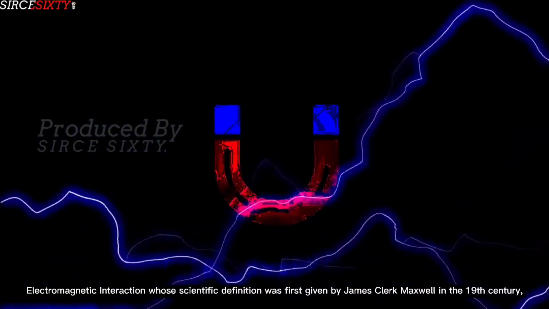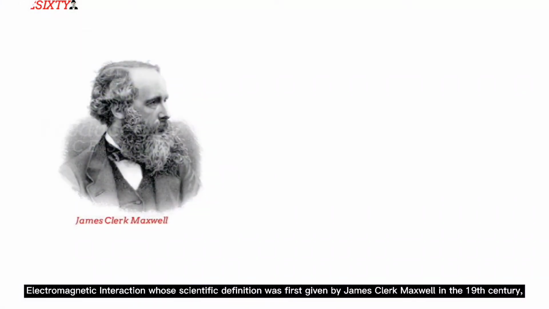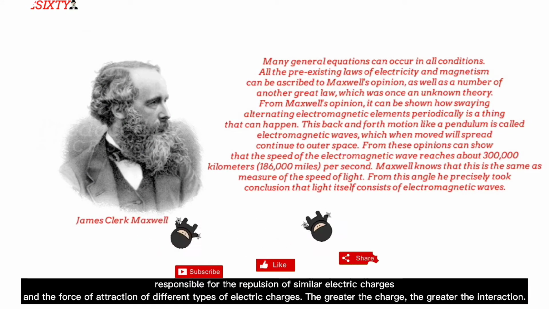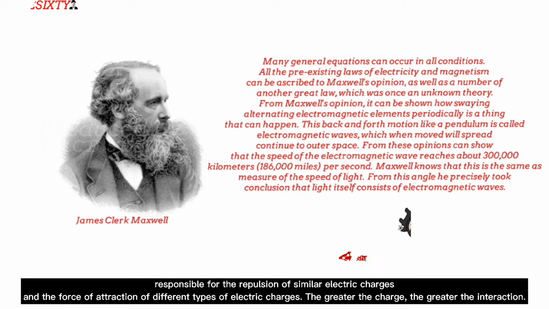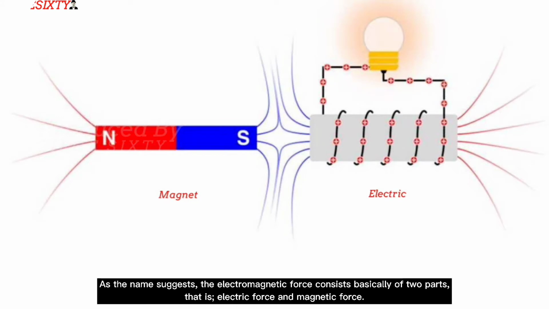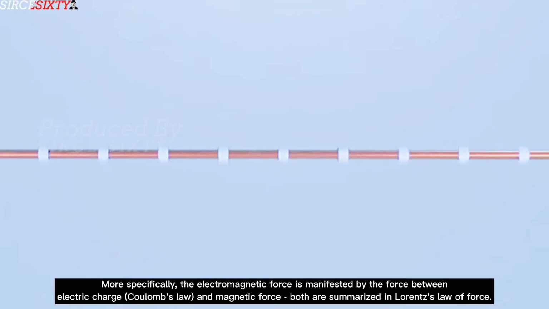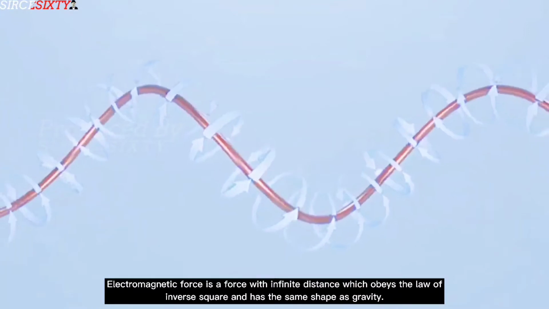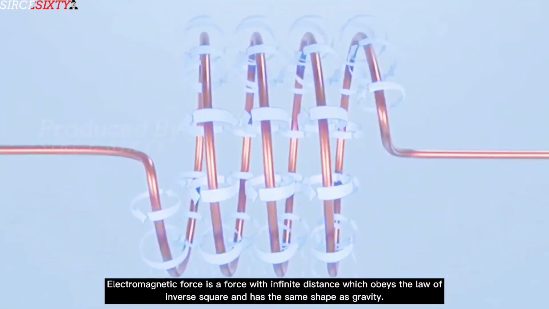Electromagnetic interaction, whose scientific definition was first given by James Clerk Maxwell in the 19th century, is responsible for the repulsion of similar electric charges and the attraction of different types of electric charges. The greater the charge, the greater the interaction. As the name suggests, the electromagnetic force consists of two parts, electric force and magnetic force. More specifically, it is manifested by the force between electric charges, Coulomb's law, and magnetic force. Both are summarized in Lorentz's force law.